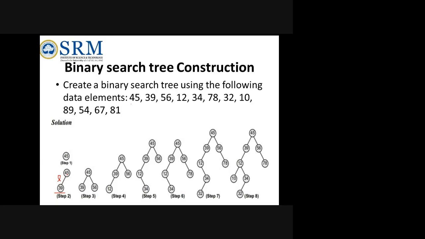45 and 56 will be compared. So it is greater. So what happens? When it is greater, you have to add it to the right of your root node. So you have added it here on the right side. So your right side contains 56.